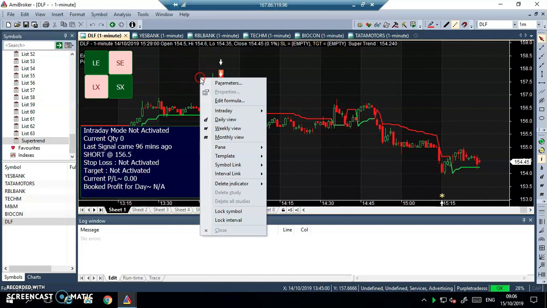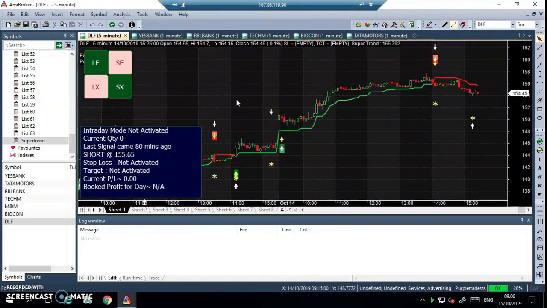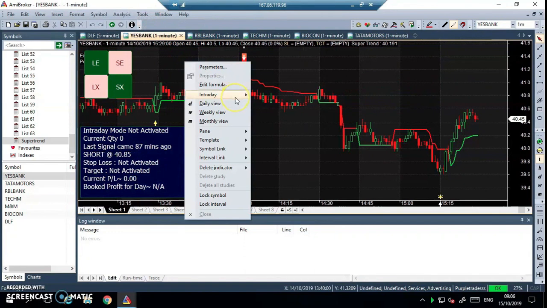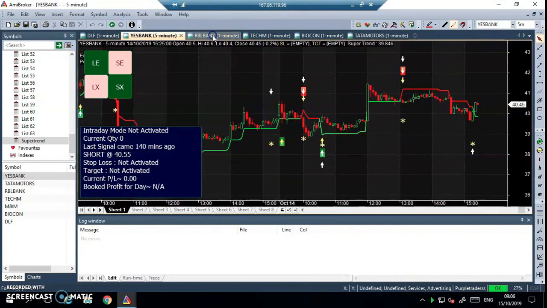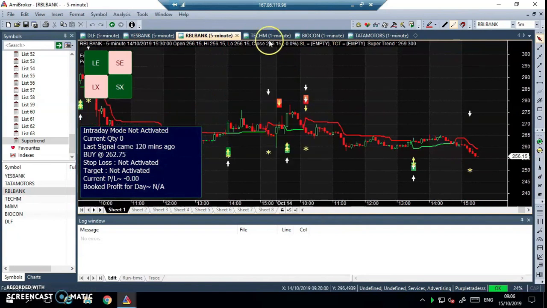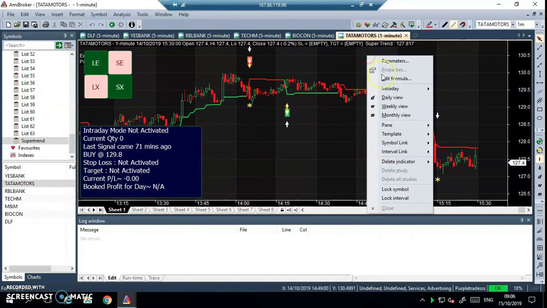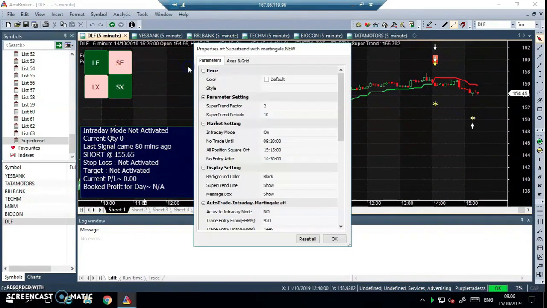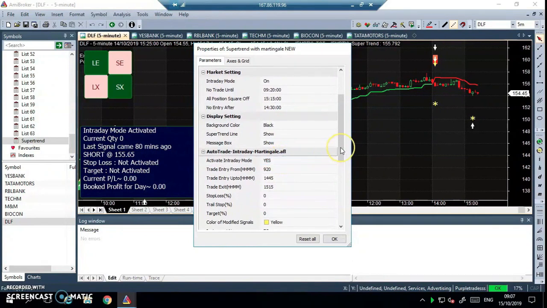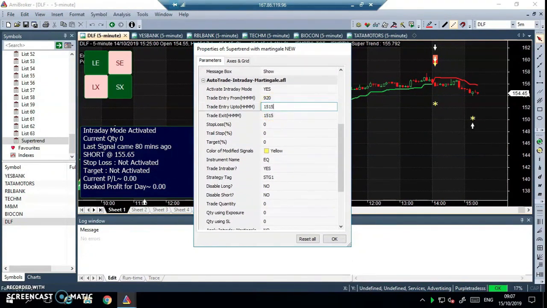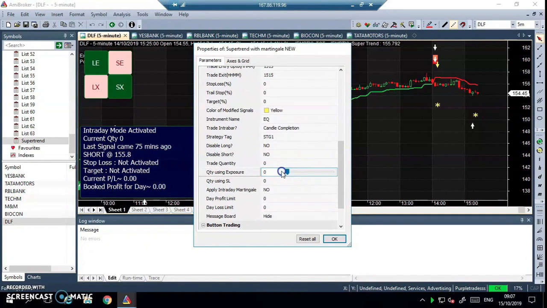As a novice trader who is very excited to trade, who thinks that he has got a profitable strategy, I'm quickly changing my time frame to 5 minutes for all the stocks, and once it is done, I have to change all the parameters of this AFL. The properties of this AFL were explained in the previous video also. So according to those explanations, I will be changing the conditions for applying Martingale: my square off timing, my no trade until timing, whether I should take trades on the intra bar or candle completion, and how much exposure I should give.